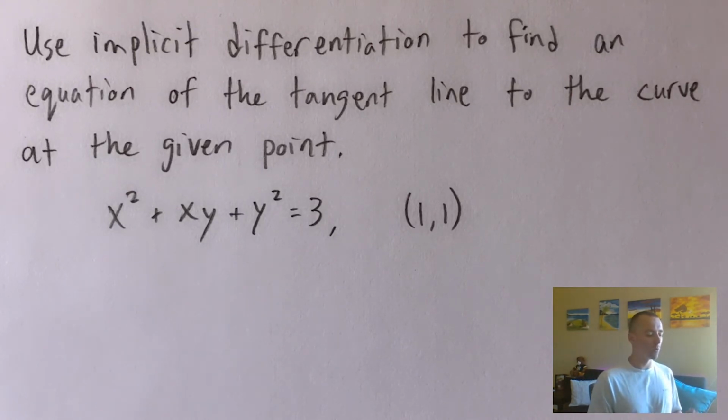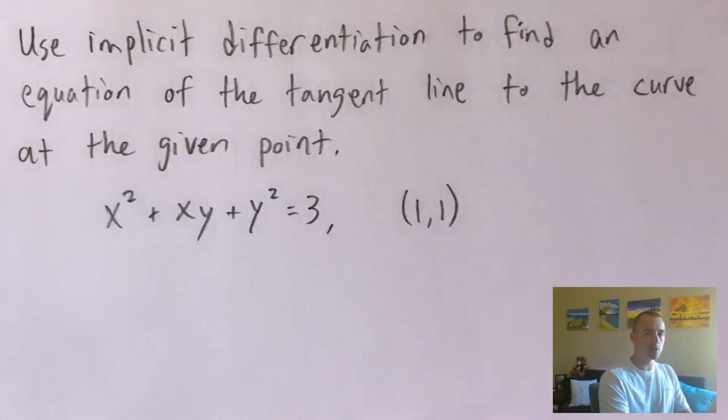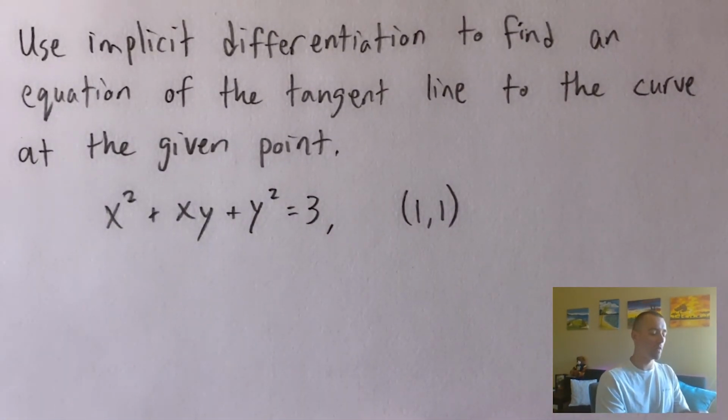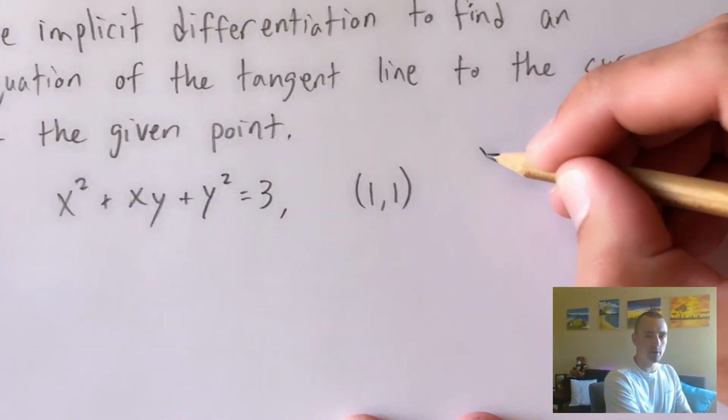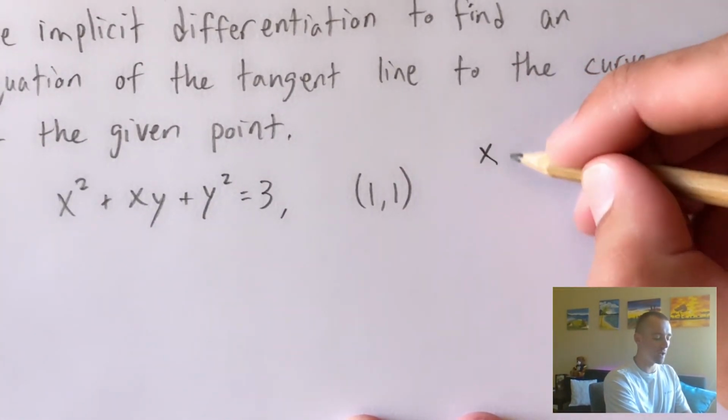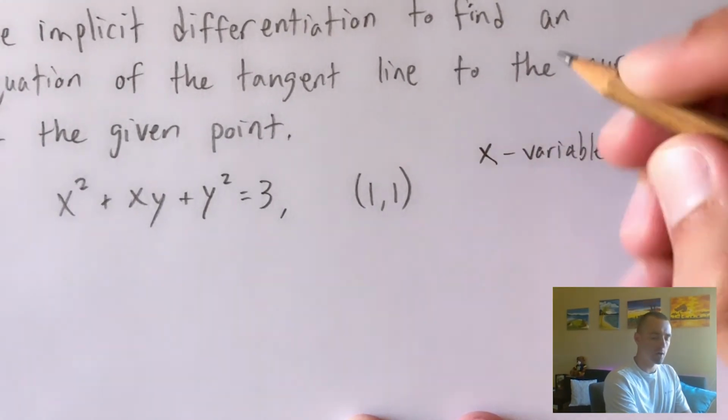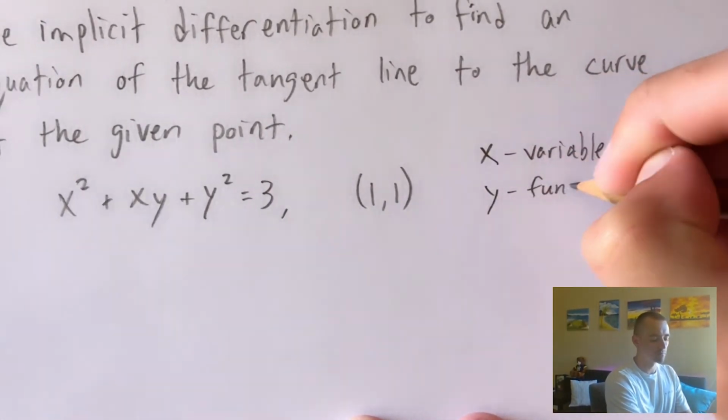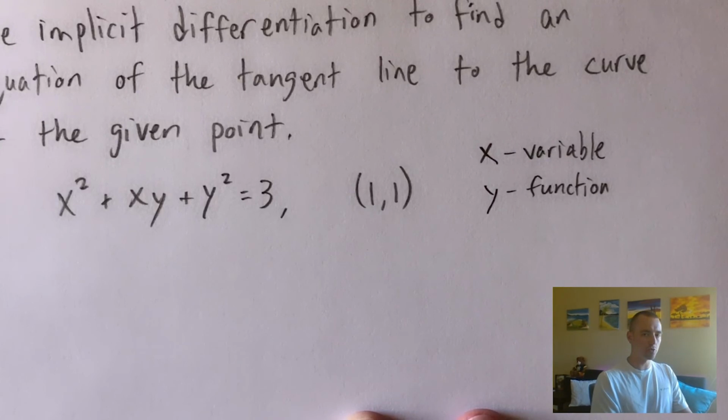What I mean by that is typically when you're given some curve relating x and y, like in this case, x is usually your variable, and y is the output, which means it's a function. So I would even write that down. Just start out by saying x is a variable and y is a function. Whatever your input is, that's your variable. Whatever your output is, that's your function.